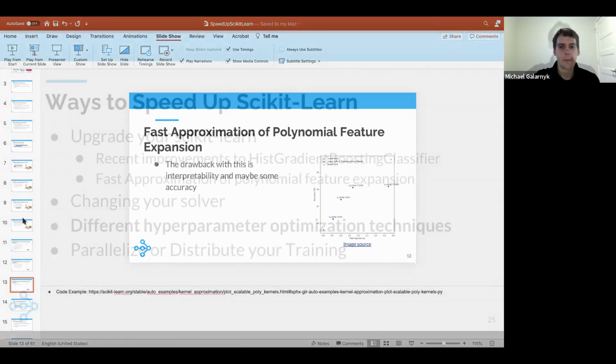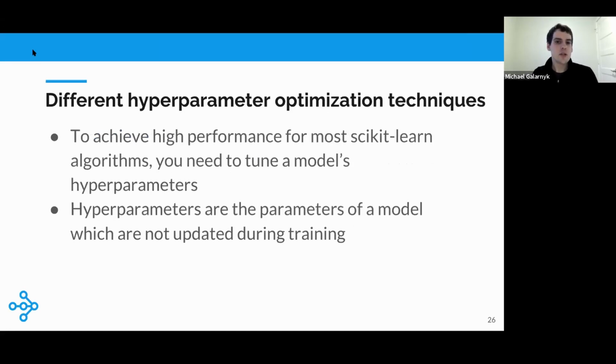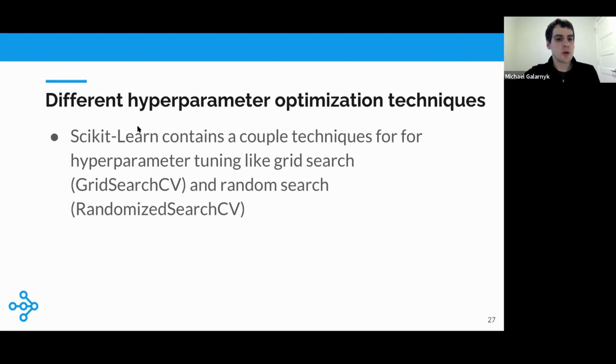Great. So the next thing to consider are different hyperparameter optimization techniques. If you've done machine learning before, or you're just getting started, one big thing is that to achieve high performance for most Scikit-Learn algorithms, you need to tune a model's hyperparameters. Hyperparameters are the parameters of a model which are not updated during training. These are things you set before you start training your model, usually. I'll show an example in a second, and hopefully it can help answer a question. If not, I'm happy to come back to it.